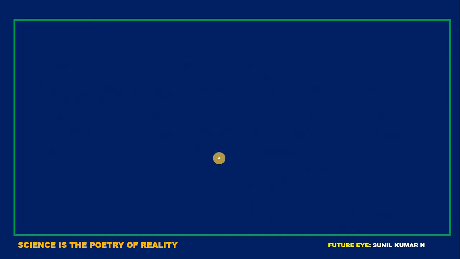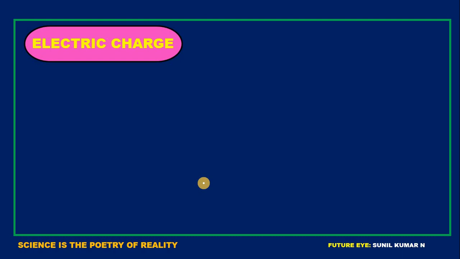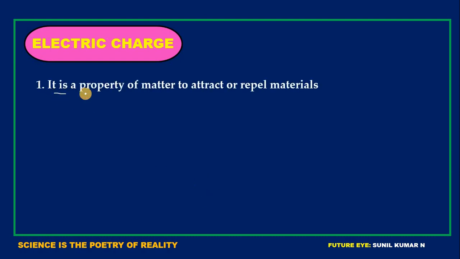Next, let us move on to another basic thing, that is electric charge. It is a property of matter to attract or repel materials. Try to understand, charge is nothing but a property of matter. So you studied that matter means which occupies space and which has mass. So that is the basic property of matter. Similarly, matter has another property, that is whether it attracts or repels the material. That is only we call it as charge.